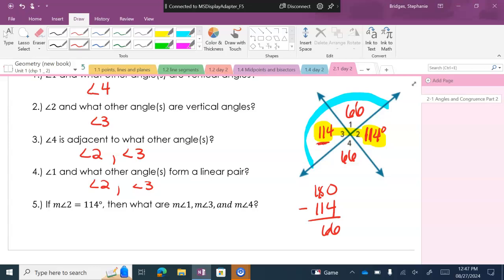So the first thing I want to ask you is, what type are these? They're either going to be a linear pair.